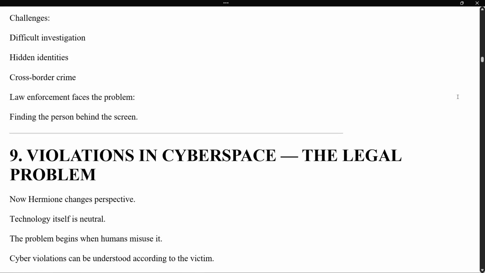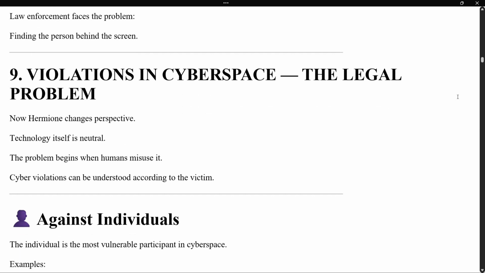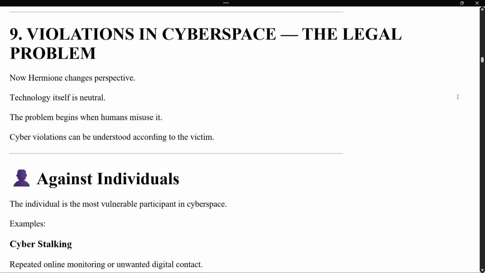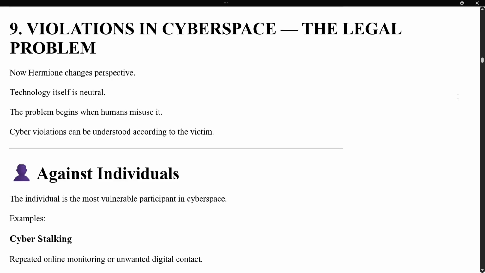9. Violations in cyberspace, the legal problem. Now Hermione changes perspective. Technology itself is neutral. The problem begins when humans misuse it. Cyber violations can be understood according to the victim. Against individuals. The individual is the most vulnerable participant in cyberspace.